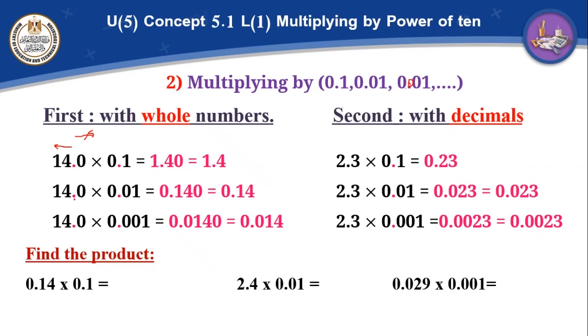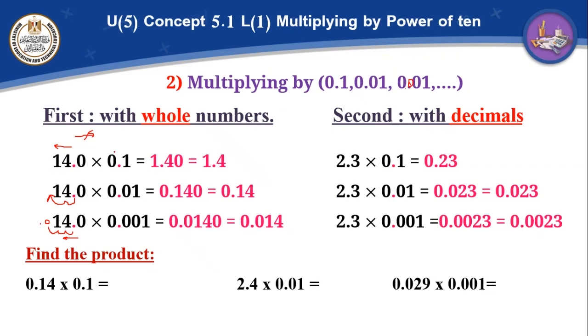14 by 1/100. So the decimal point moves to the left, one digit, then two digits, then you put a decimal point here. You get 14 hundredths. Okay. Then 14 by 1/1,000. So we move the decimal point three digits. 1, 2, we don't have 3, so put 0, okay, then a decimal point. So you get 14 thousandths.